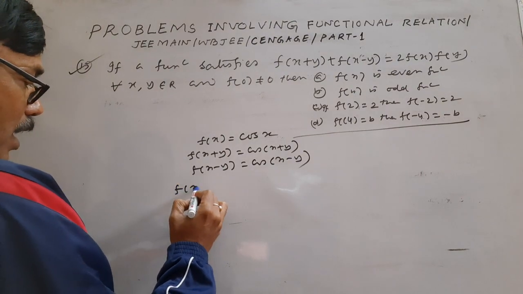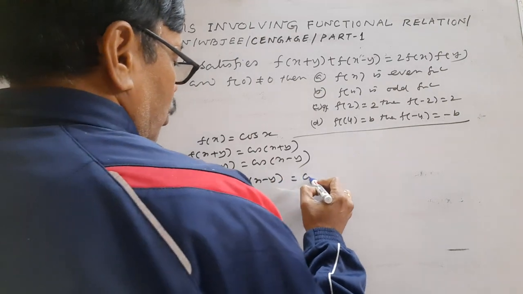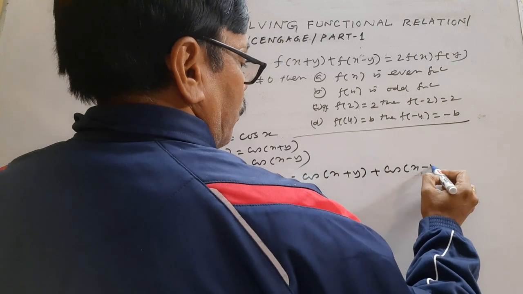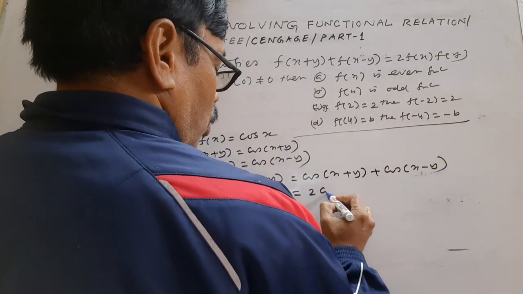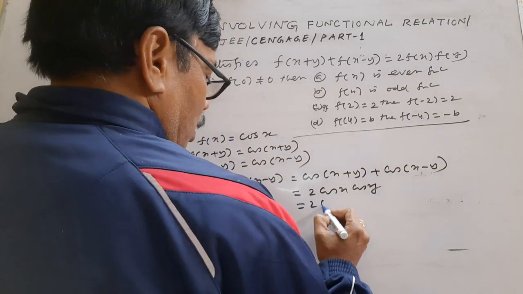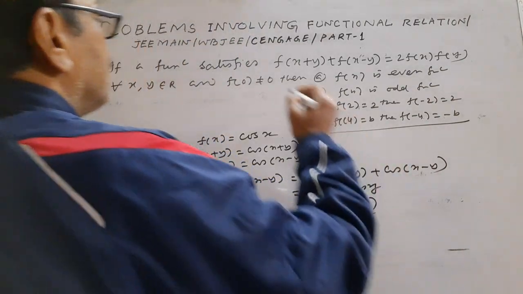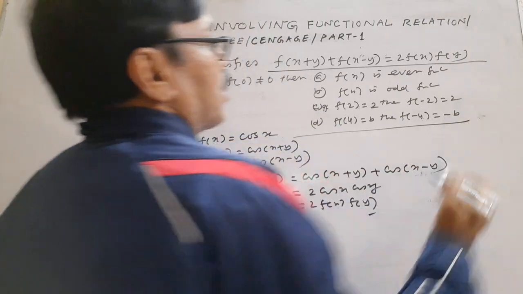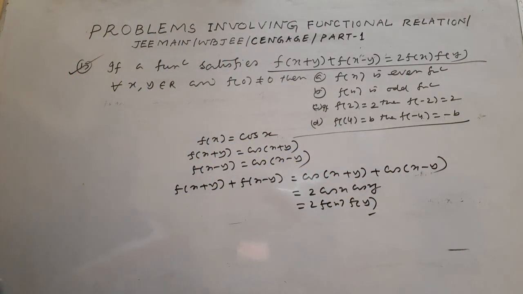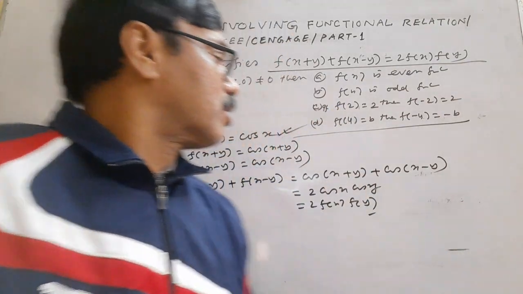So if we take f(x+y) + f(x-y), so cos(x+y) + cos(x-y) equals 2 cos x cos y. You know, this is 2 into f(x) into f(y). So look, if f satisfies this result, then what is f(x)? f(x) is cos x.